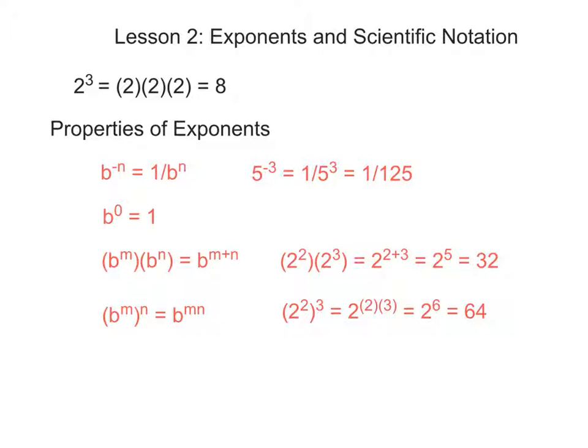Notice the difference between this example and the previous example, okay? When you have 2 to the 2 times 2 to the third, as opposed to 2 to the 2 raised to the third, in one case, you add the exponents. In the other case, you multiply the exponents.